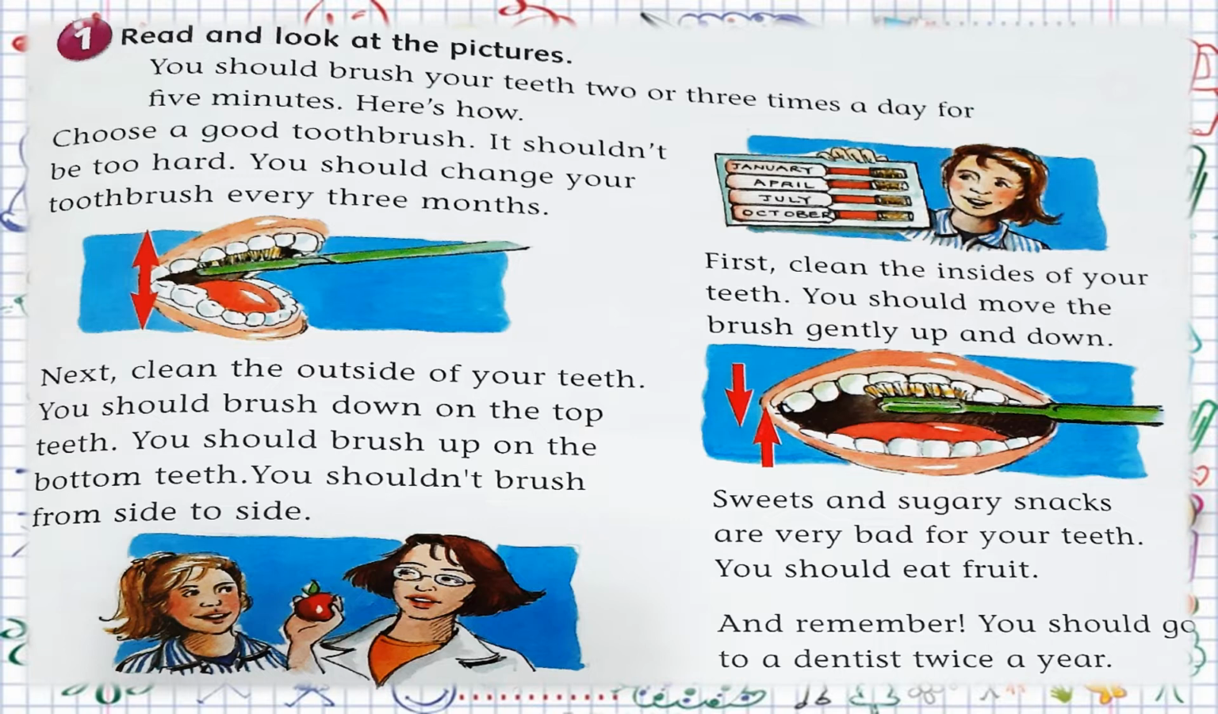Next, clean the outside of your teeth. You should brush down on the top teeth. You should brush up on the bottom teeth. You shouldn't brush from side to side. Sweets and sugary snacks are very bad for your teeth. You should eat fruit. And remember, you should go to a dentist twice a year.